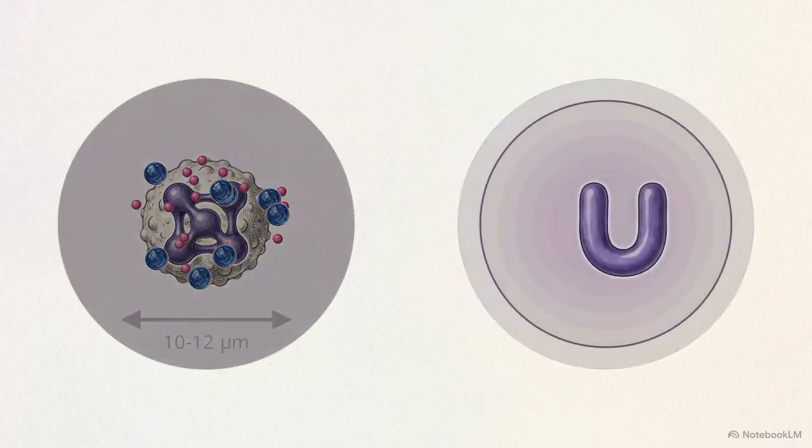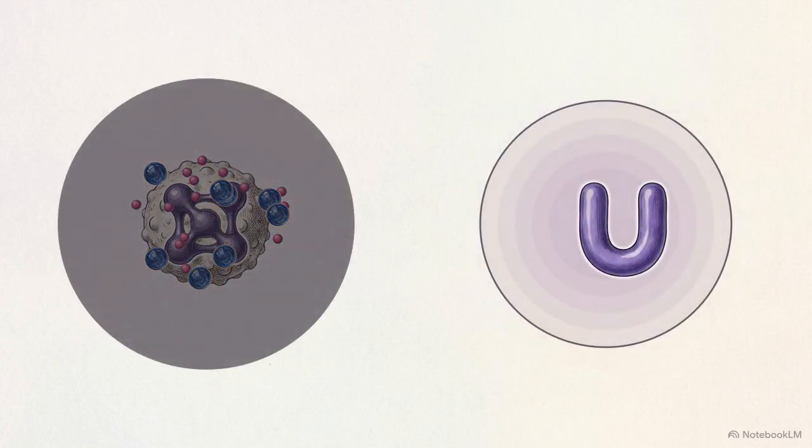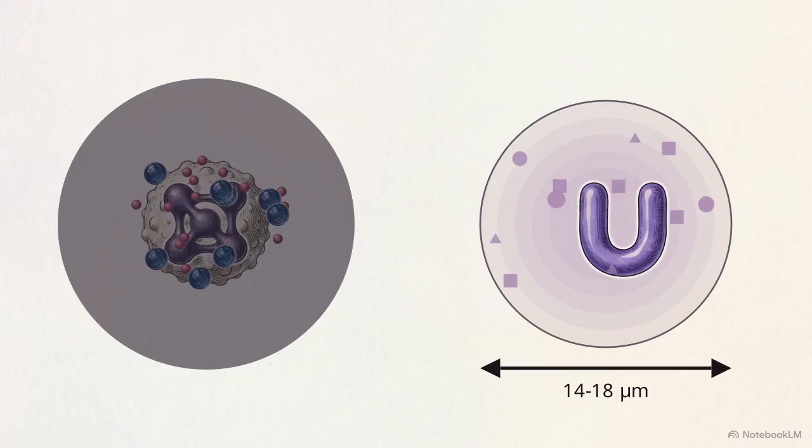Moving to the right side of the diagram, we have the monocyte. At 14 to 18 micrometers, it is the largest circulating leukocyte in the bloodstream. Unlike the neutrophil, the monocyte possesses a single large, eccentric, horseshoe-shaped nucleus. This is surrounded by an extensive, clear cytoplasm that presents a frosted glass appearance. This cytoplasmic volume houses the necessary organelles the monocyte will need to eventually exit the blood and differentiate into a massive, highly active tissue macrophage.